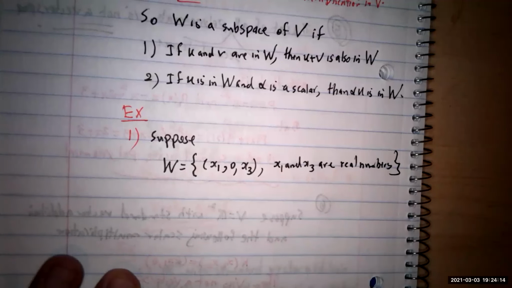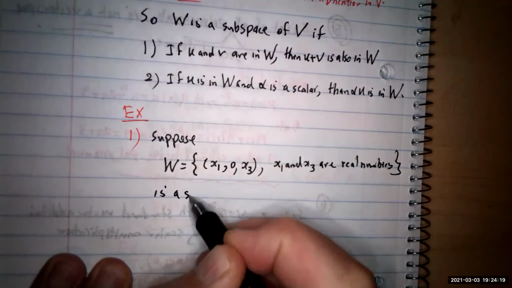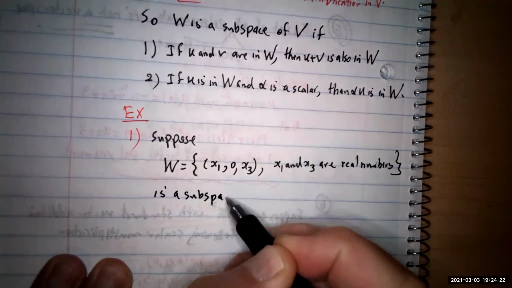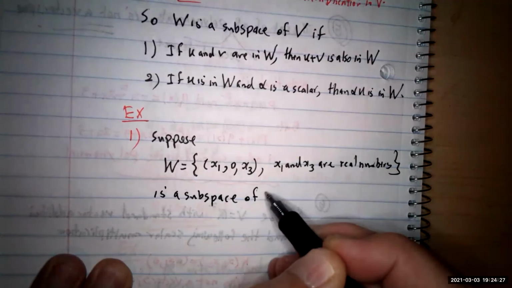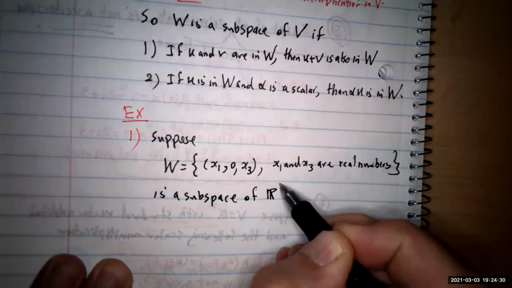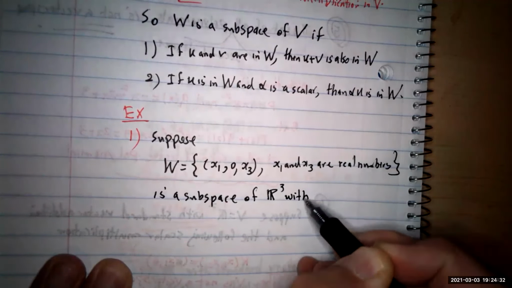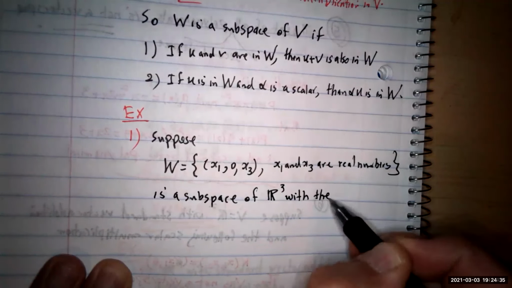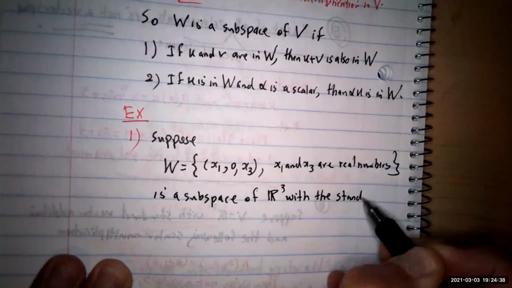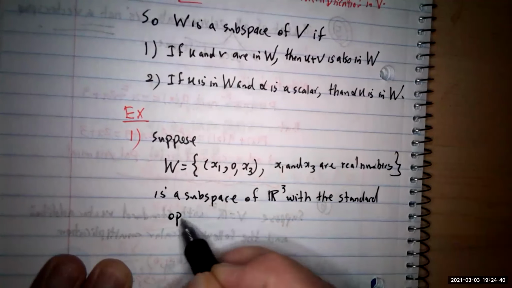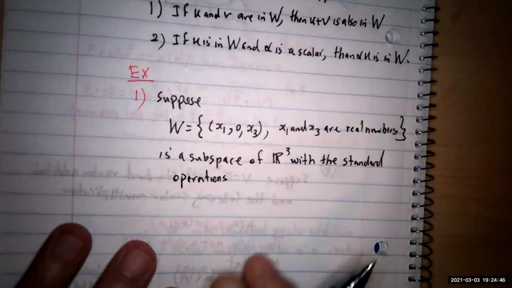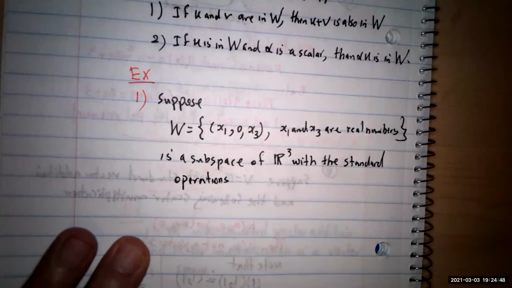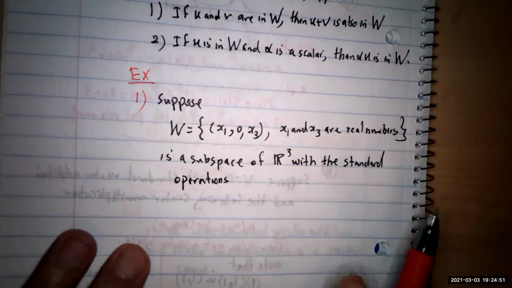Now we want to prove that this is going to be a subspace of R3 with the standard operations. You have to give us the operations. If you want, you have to prove it. Okay, this is it. So what is going to be the solution or the proof?